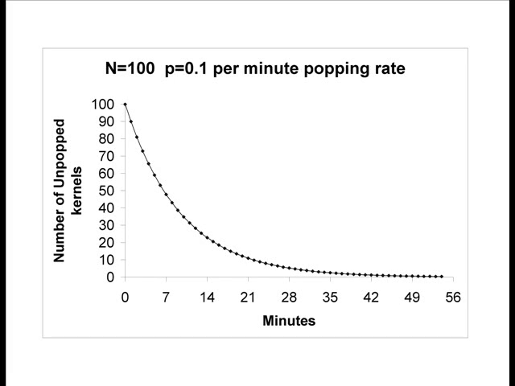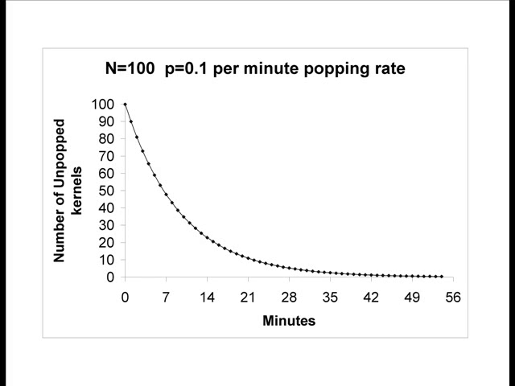So I started off with a jar full of 100 kernels. There was a lot of popping early on in the first few minutes, and then that popping rate went down and down over time as the number of kernels remaining went down and down over time. And in fact, I can illustrate this with a graph just showing you that popping process, looking at the number of kernels remaining over time when each kernel has a 10% chance of popping per minute.